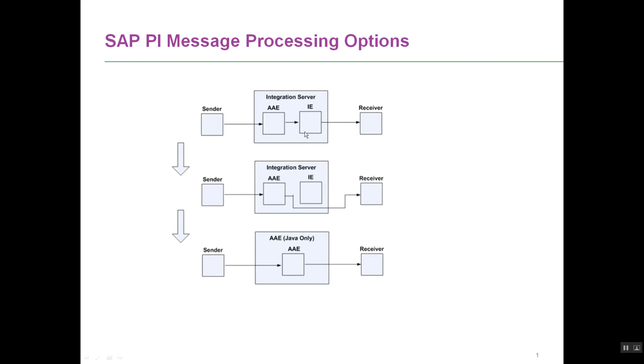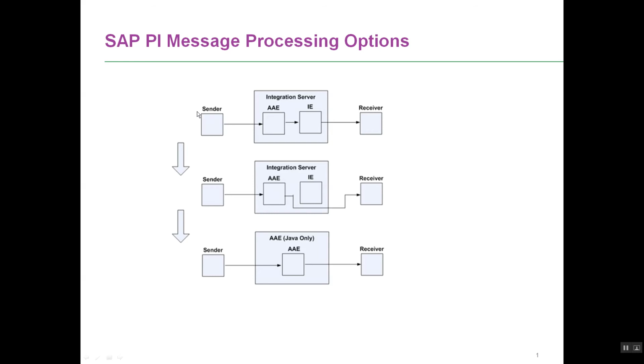So in the case of PI, so far the sender agreement, the receiver determination, the interface determination, and the receiver agreement objects that we created were what we call the classical processing of messages, where a message would pass through both the adapter engine and the integration engine.